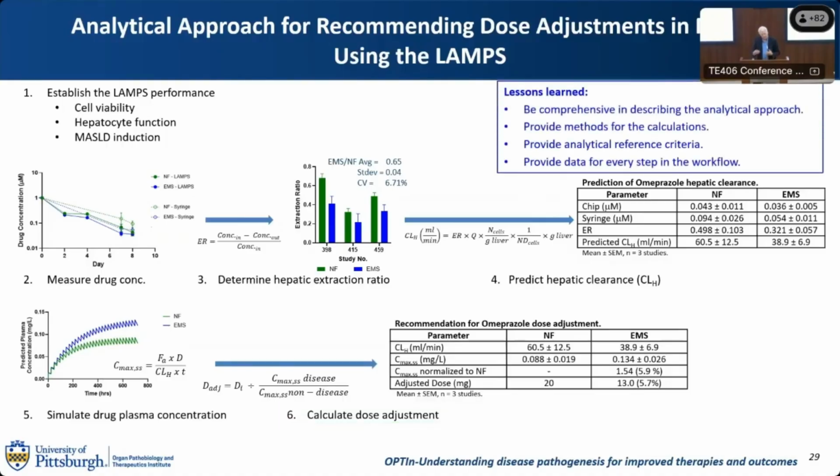And so in writing the QP, some of the lessons learned is to be comprehensive in describing the analytical approach, the entire workflow here. Provide the methods for the calculations, provide the analytical reference criteria that we're going to use, as well as provide data for every step along the way in the workflow.